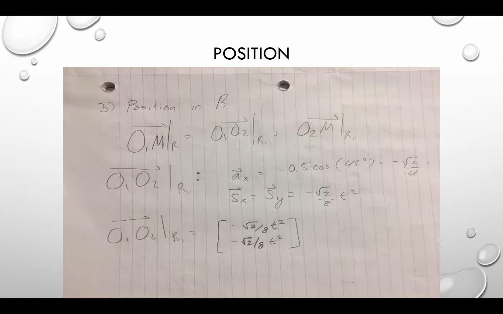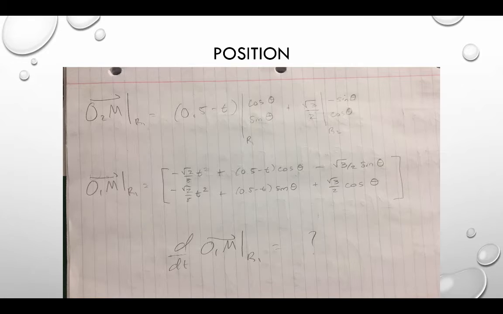So because of this, once we take the integral twice, we get our position vector O1 to O2 in R1 is equal to negative root 2 over 8 t squared for both the i hat 1 and j hat 1 directions. Next, we need to find O2 to m in R1. If you remember from a few minutes ago, we explained that we do not know O2 to m in R1. We only know it in R2, which we found earlier.